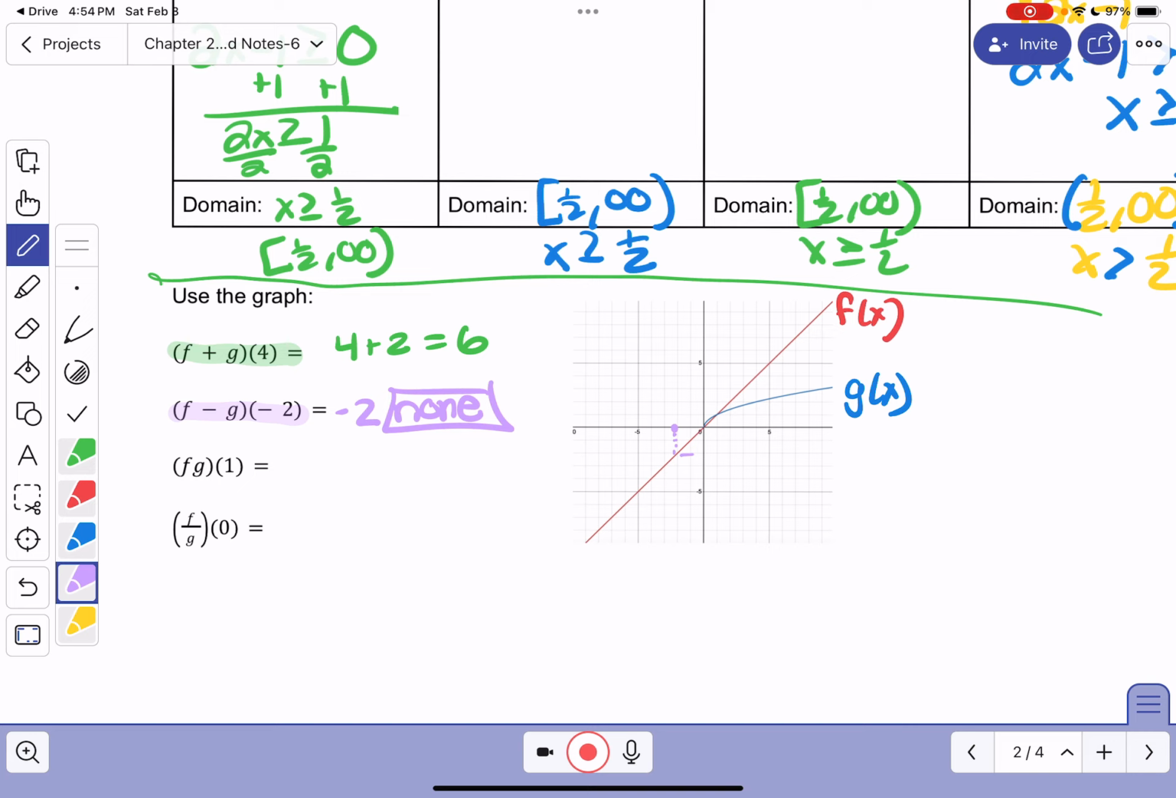Now let's look at f times g of 1. So at 1, they're both 1. F is 1, g is 1, 1 times 1 is 1. And then at 0, they're both 0. So 0 divided by 0, it's undefined. There's no solution. You can't have a 0 on the bottom.